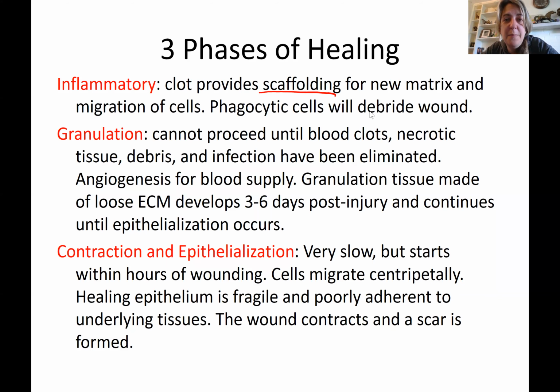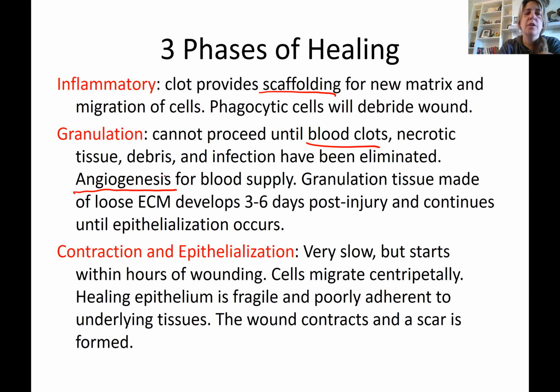So the other one that happens in these phases of healing is the granulation. And granulation cannot happen until the blood clots. Okay, this is important, because if the wound is still bleeding, there is no way for the body to actually start to granulate the wound. There's going to be necrotic tissue, there's going to be debris, infection. They all need to be eliminated before the body can start to heal, before granulation can start to happen.